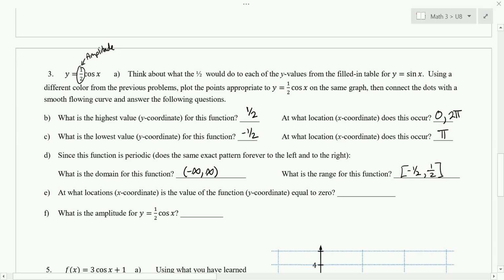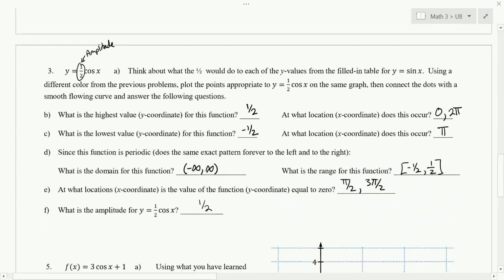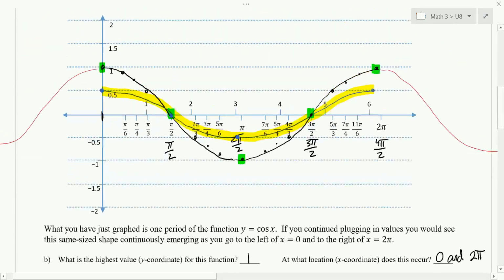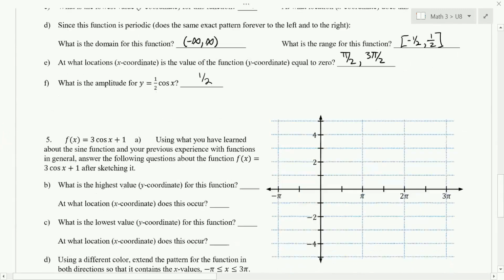What locations is the value equal to 0? And new question here, what's the amplitude? Just +1/2, okay? Two minimums and one max, yeah, exactly. Numbering's off a little bit here, isn't it? So we'll just ignore that part. But now number 5.